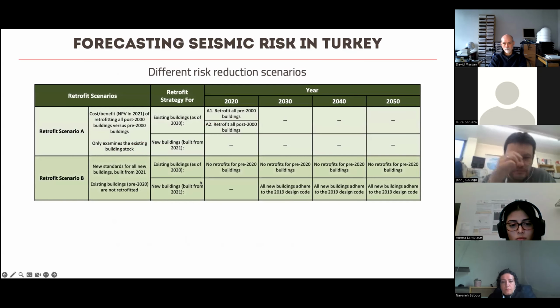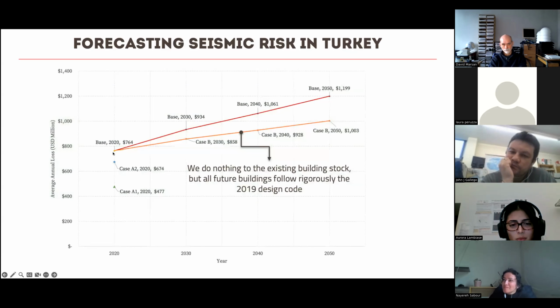So then the World Bank told us, okay, now what if I do nothing for the buildings that were built before 2020? But for all my new buildings in the future, I'm always going to build according to the best design regulation that exists in Turkey. So this is what happens: because we're still adding more buildings, the losses might be lower, but the risk is still increasing because there are still more buildings. And even if the buildings were designed according to the best design regulation in Turkey, the losses are not zero, okay?